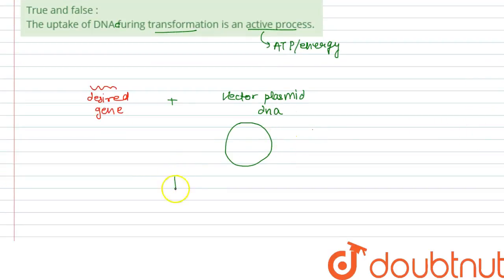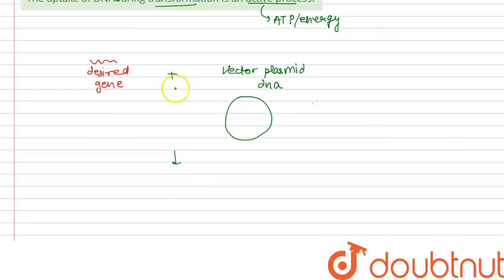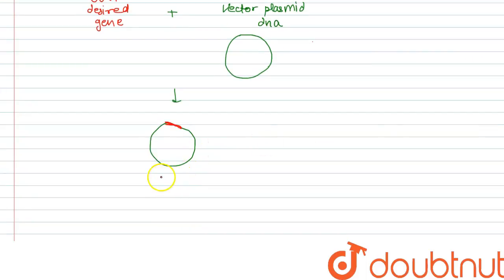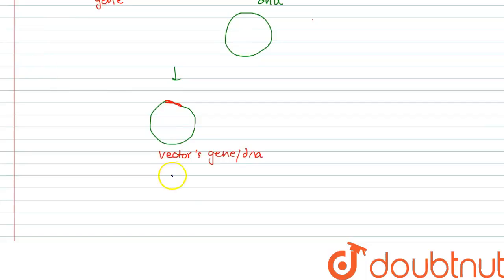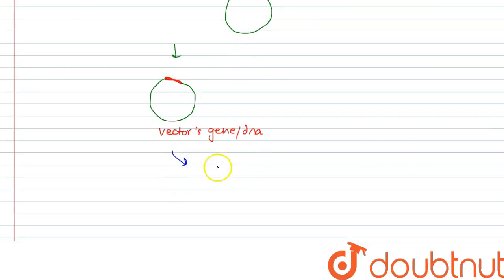When this desired gene is inserted inside our vector DNA plasmid, it will look something like this. This is our vector DNA, and this is our desired gene. So this is now our vector's DNA or vector's gene. This vector is now transferred into our host cell.